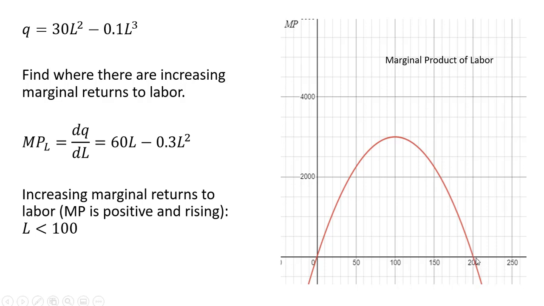And in fact, at 200, marginal product of labor is 0, but beyond 200, we have negative marginal returns to labor. Actually, hiring beyond 200 workers causes output to fall. Marginal product is negative.